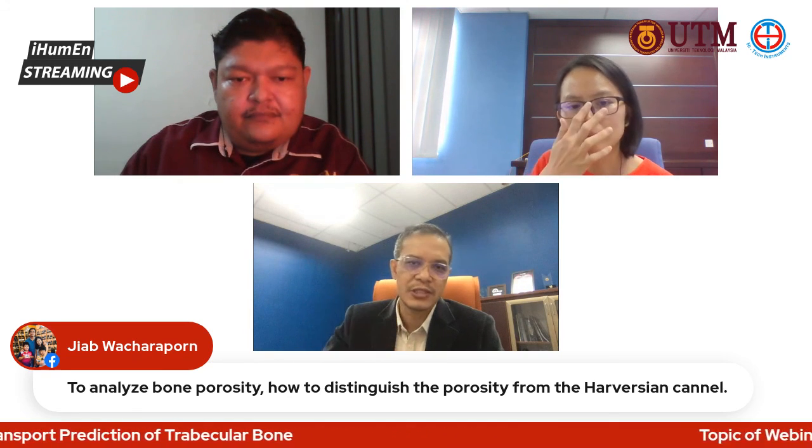Maybe I can add something. We can differentiate during the reconstruction, using the voxel value. Say the bone has one value, and the Haversian channel has a different voxel value, then you can generate different regions for the Haversian channel or the porosity of the bone itself.